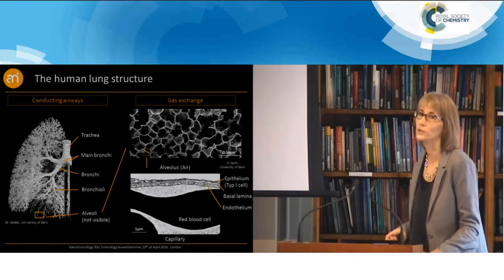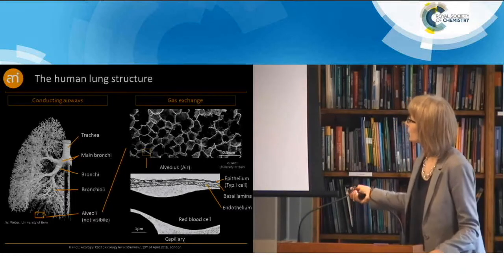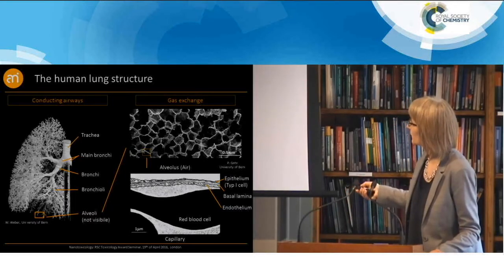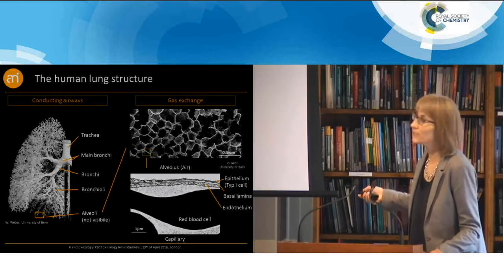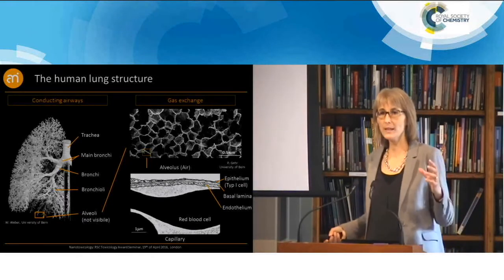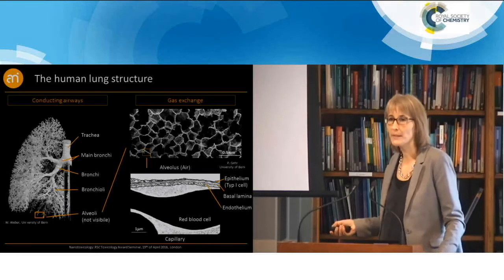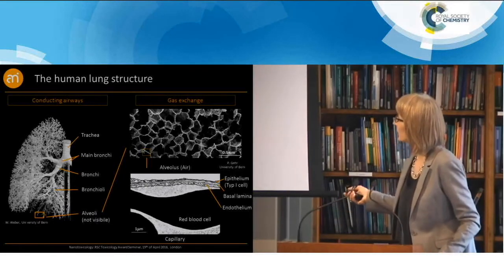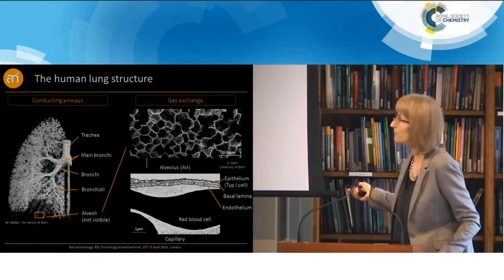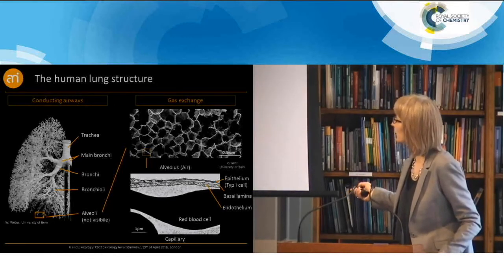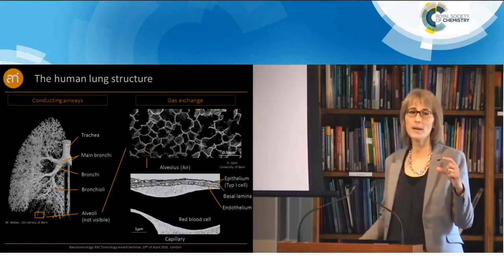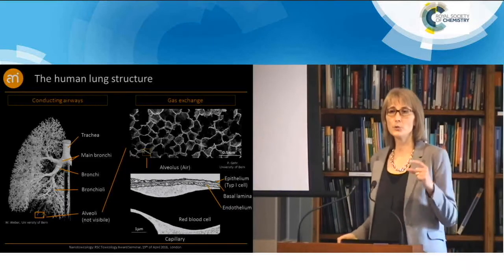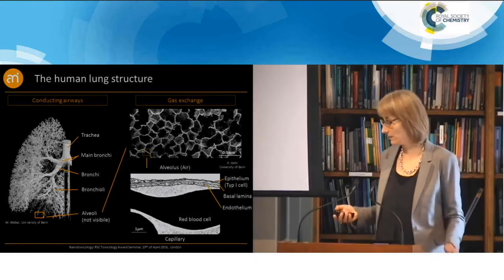This is a transmission electron micrograph showing again the air compartment. Here you have the capillaries with the red blood cells, and you see that this air-blood tissue barrier is extremely thin. You have very thin cytoplasmic processes of epithelial type 1 cells, the endothelial cells, a very thin basal lamina. And of course, this thin barrier is required to allow a sufficient gas exchange.